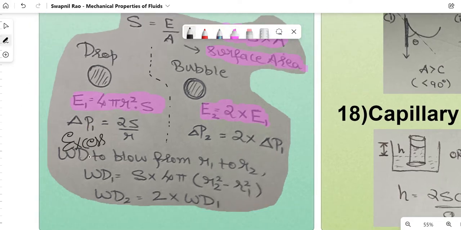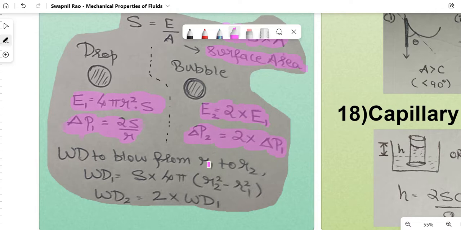It's not given over here, but delta P means excess pressure. So excess pressure, which is denoted by delta P over here, delta P1 is equal to 2S by R, where S is surface tension. And delta P2, just like how I mentioned, is going to be the excess pressure for the bubble, which is 2 times the excess pressure of the drop. So as you can see, the same logic holds true. You have to just multiply with 2.